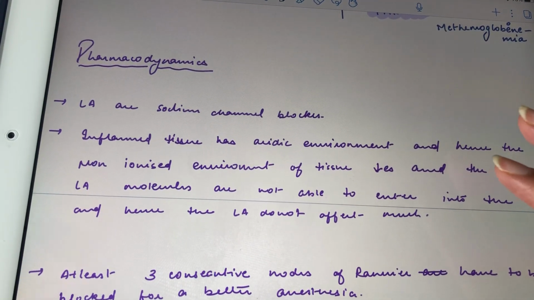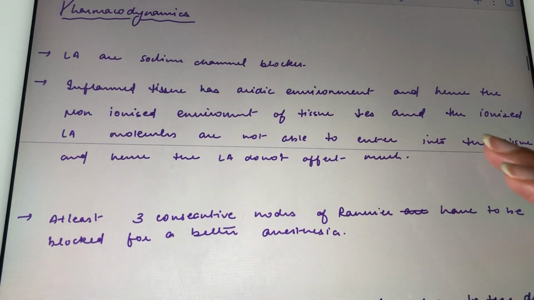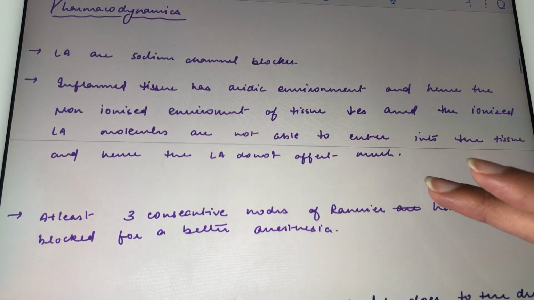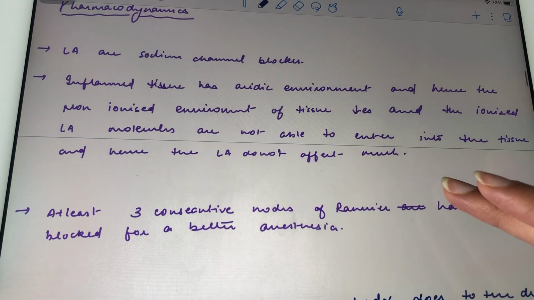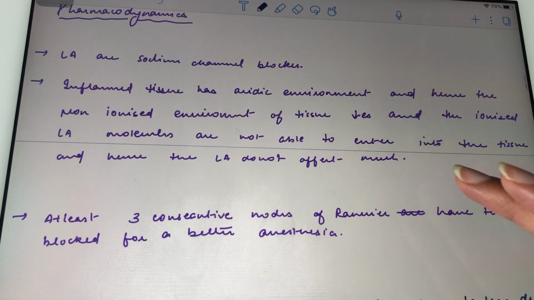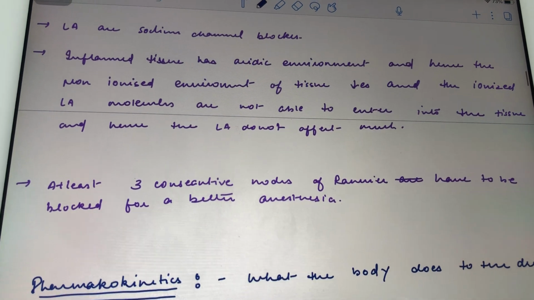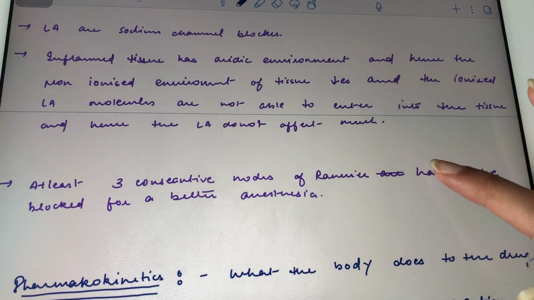Local anesthetics are sodium channel blockers. The inflamed tissue has an acidic environment, and the non-ionized form in the tissue decreases. The ionized local anesthetic molecules are not able to enter into the tissue, and hence the local anesthesia does not have much effect.